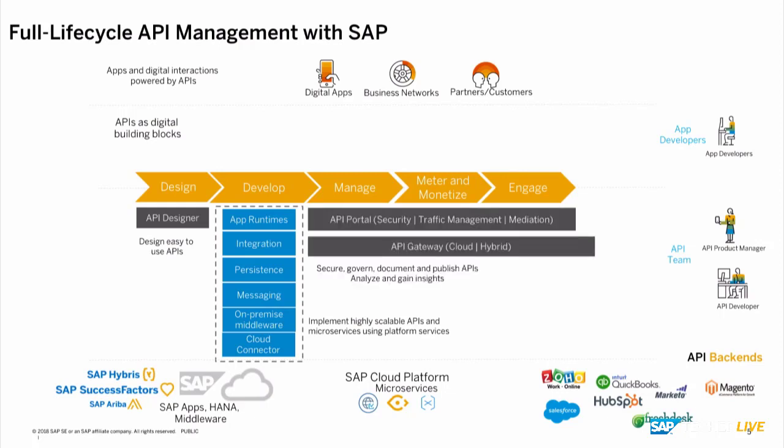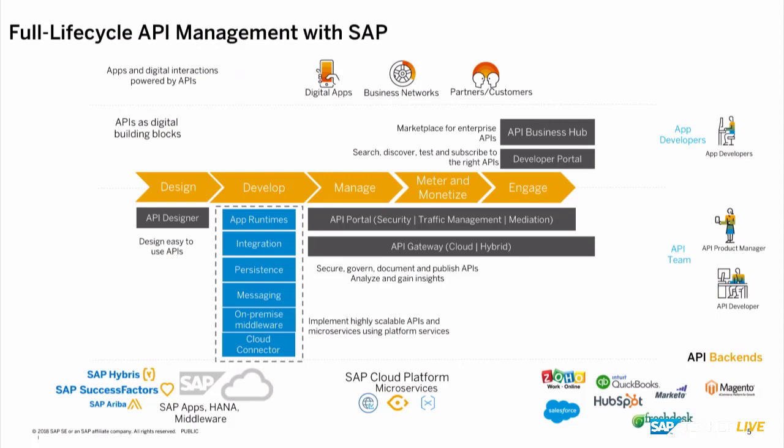Then you have an API portal, which allows you to do security, traffic management, and mediation, and also create API products, which can be published, and then finally engage with developers through a developer portal, or even through a marketplace like the API Business Hub.